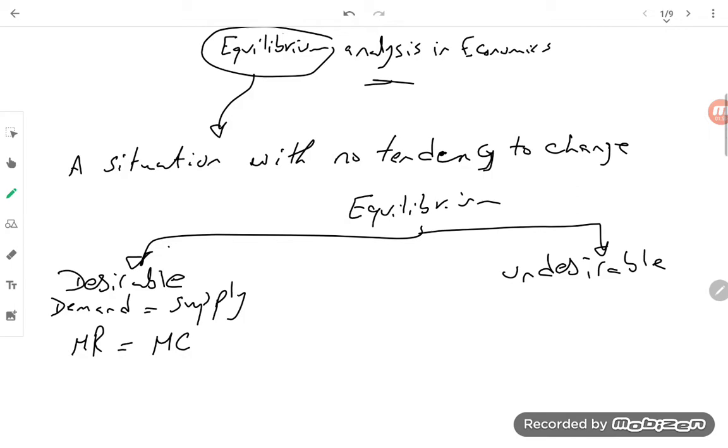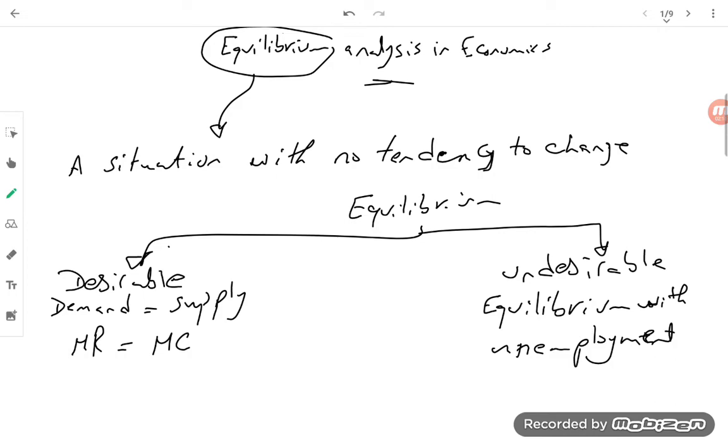What about the undesirable one? If we are going to achieve equilibrium in the economy but with high unemployment rates, especially during the recession, it is equilibrium but undesirable. So we are concerned with desirable or ideal states of equilibrium.